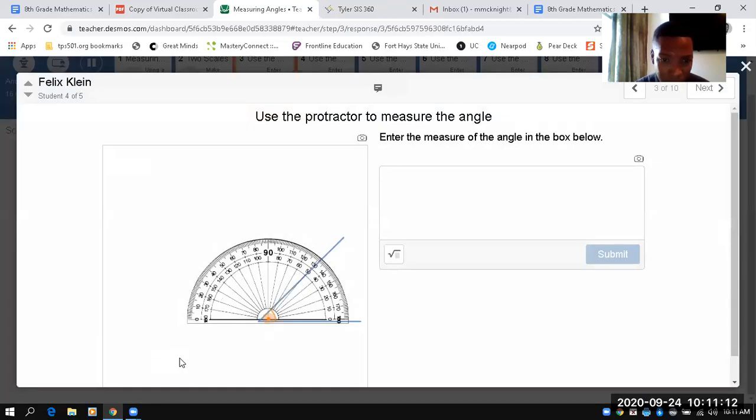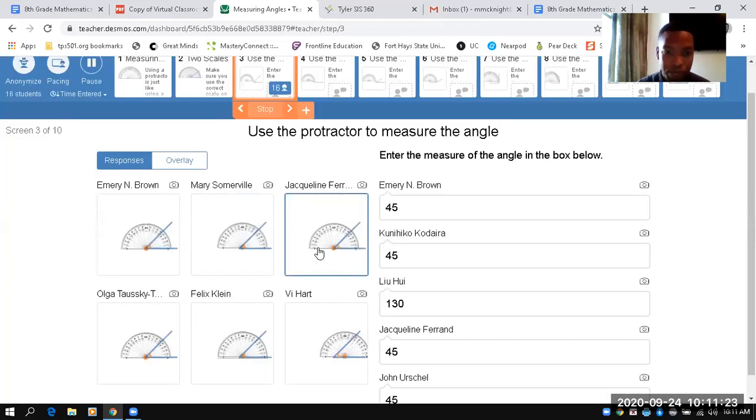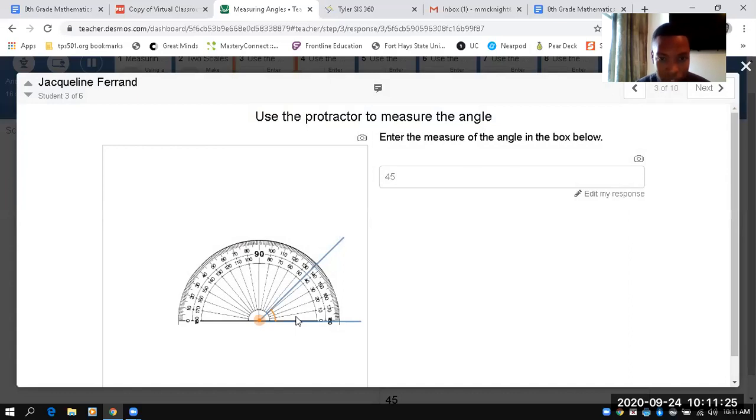All right, let's look at this one. Oh, this one. Wow, look at this one. What's wrong with this one, y'all? The point is not at the dot. We need to get that point on the dot. Oh, this one is nice. Look at this one. We have the point at the dot.